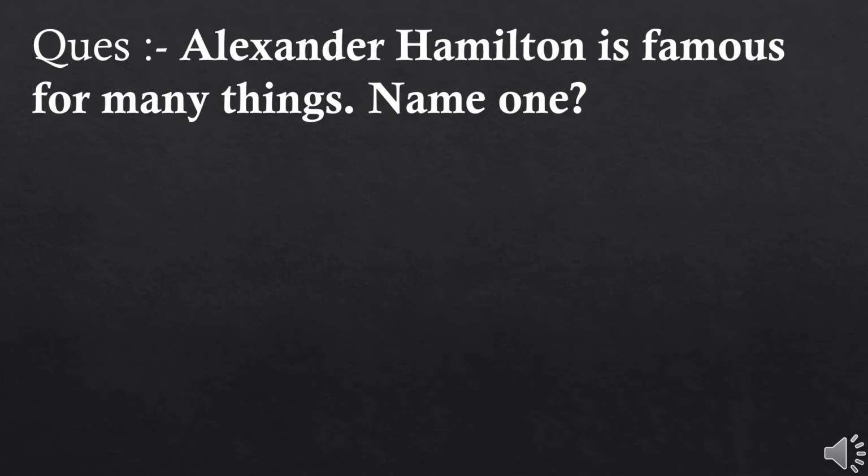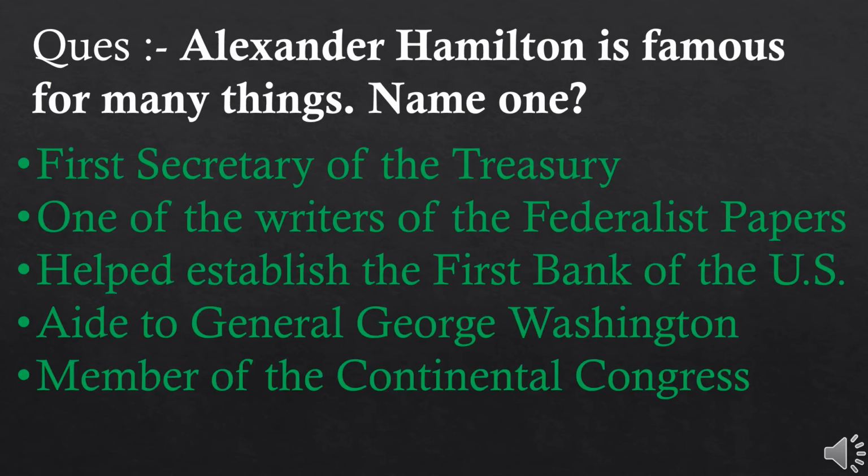Question 89. Alexander Hamilton is famous for many things. Name one. First Secretary of the Treasury. One of the writers of the Federalist Papers. Helped establish the first bank of the United States. Aide to General George Washington. Member of the Continental Congress.